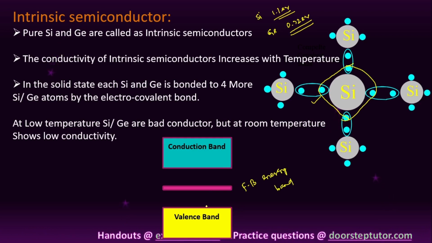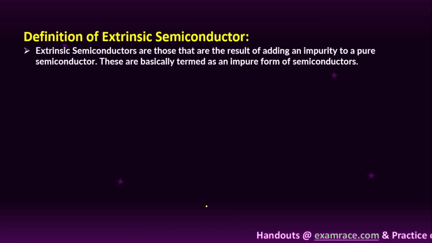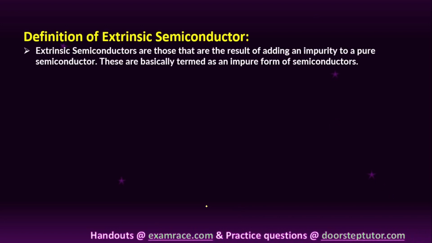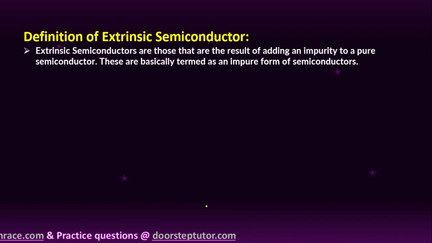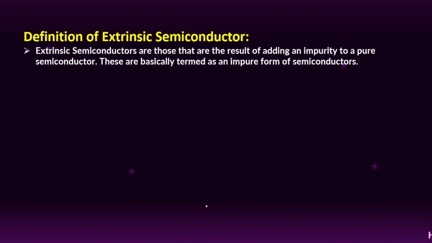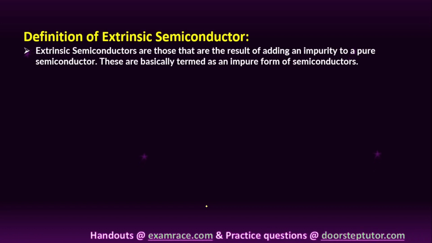Is that clear? Right. Next, we will move to the extrinsic semiconductor. The definition of an extrinsic semiconductor: extrinsic semiconductors are those that are the result of adding impurity. So what is meant by that, student? We are adding impurities to the pure semiconductor, that means pure silicon and pure germanium semiconductors. We are adding impurities like third group elements and fifth group elements to increase the conductivity property.